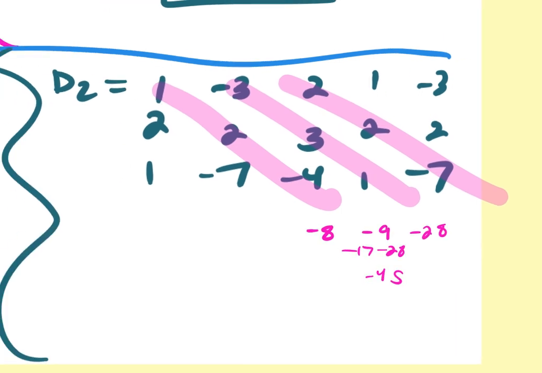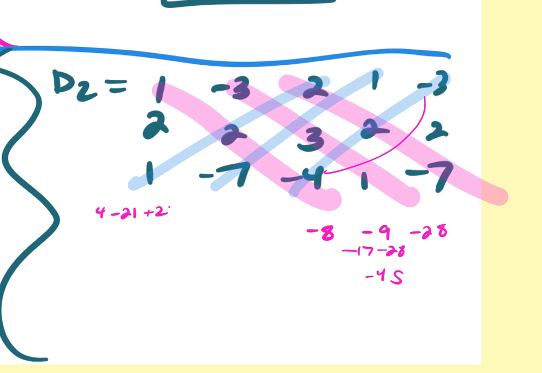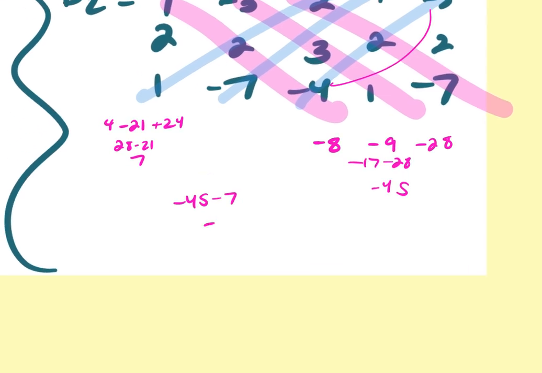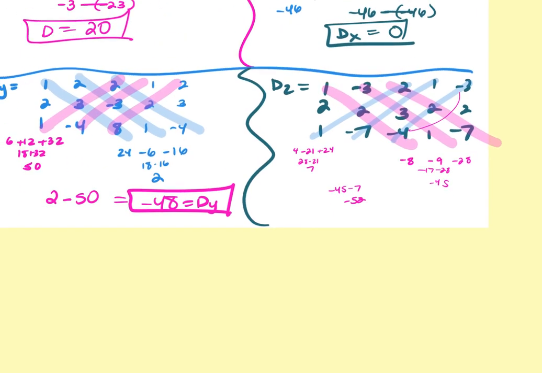Then go back the other way. 4 minus 21, 12 times 2, 24. So 28 minus 21, 7. Okay, so negative 45 minus 7, negative 52. That's your d of z.